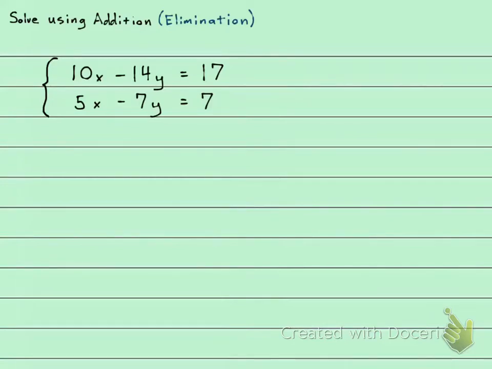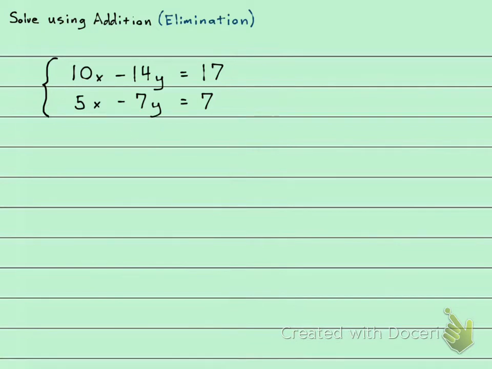I'm going to solve this system of two equations using the addition method. And when I add both equations together, I want one of my variables to eliminate, to cancel out. And you can see that if I tried to add them right now, neither one of my variables would eliminate. 10x plus 5x would be 15x. That does not cancel out. Negative 14y plus negative 7 is negative 21y. That does not cancel out either.